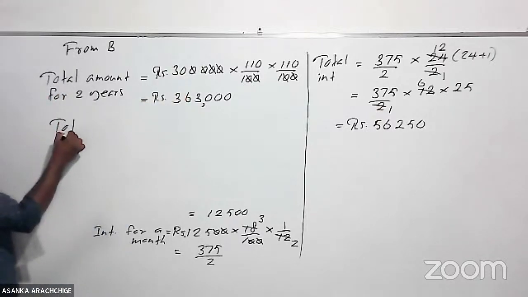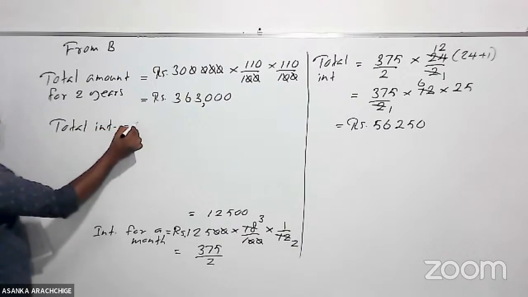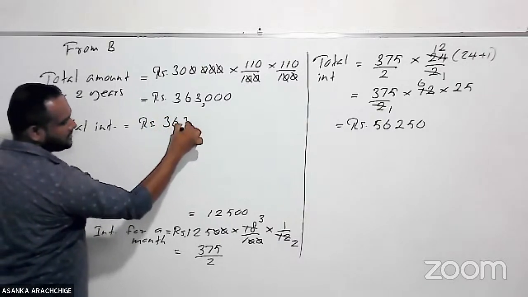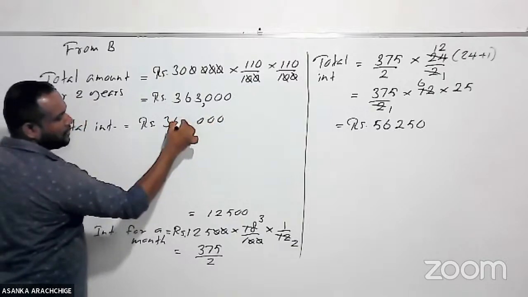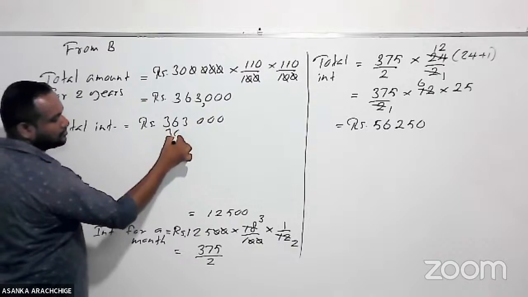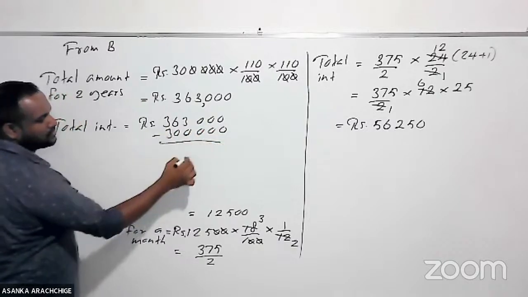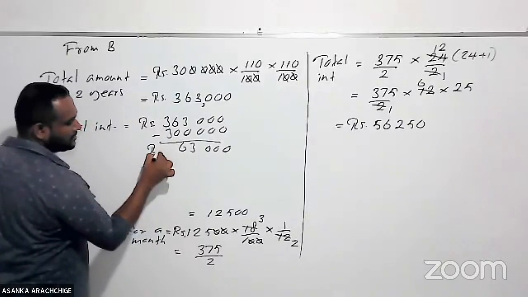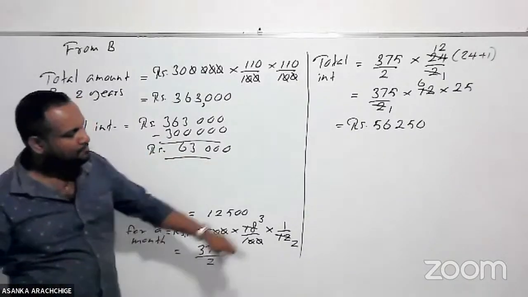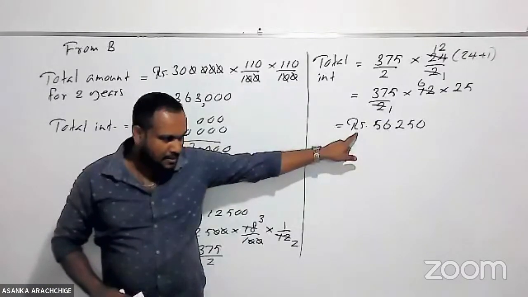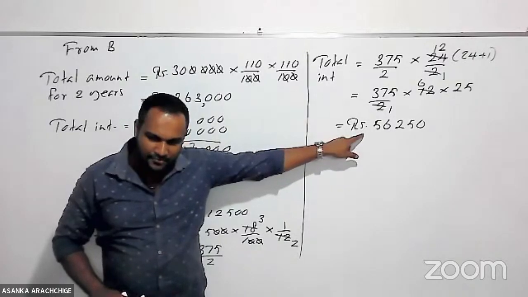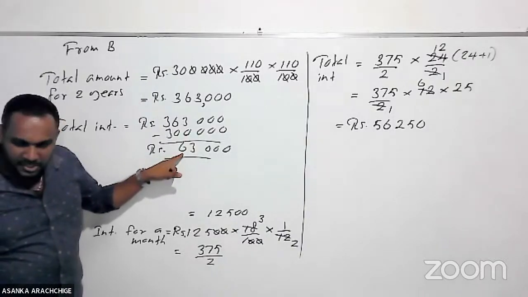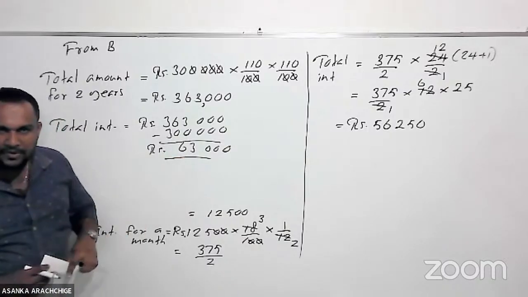Therefore, the total interest is equal to the total amount to be paid, 363,000. From this total amount, you have to subtract the loan amount. Loan amount is 300,000 rupees. Therefore, the total interest to be paid is just 63,000 rupees. But if this person gets this loan from institution A, he has to pay only 56,250. But this institution takes 63,000 rupees. So, what is your final conclusion?